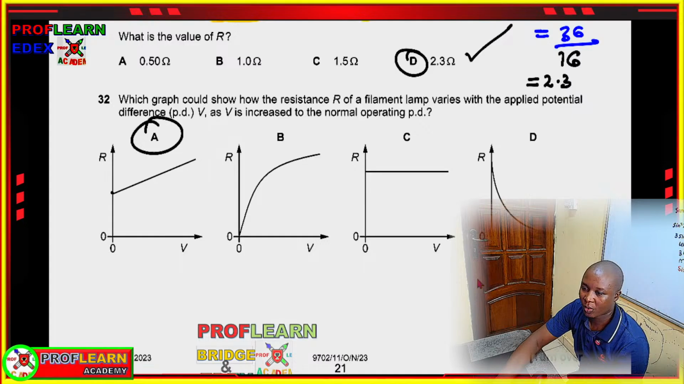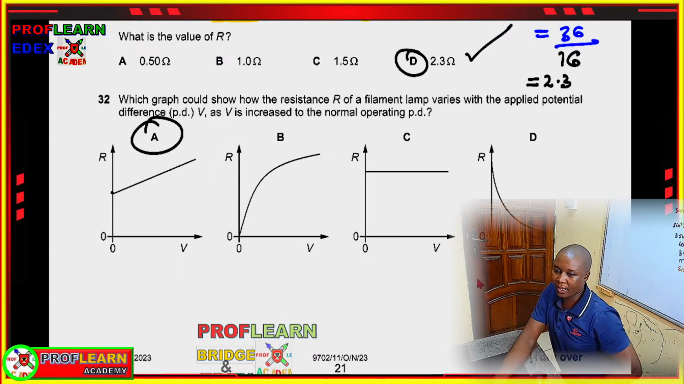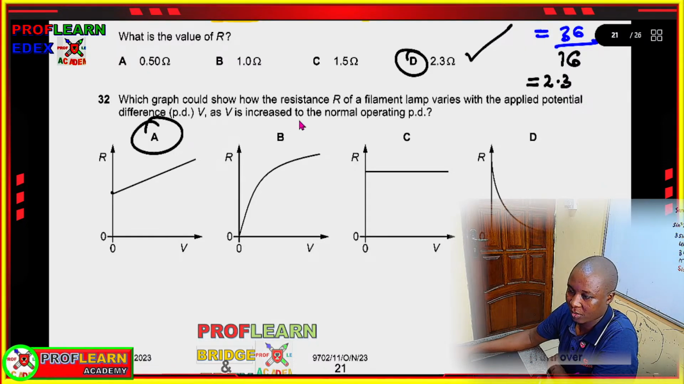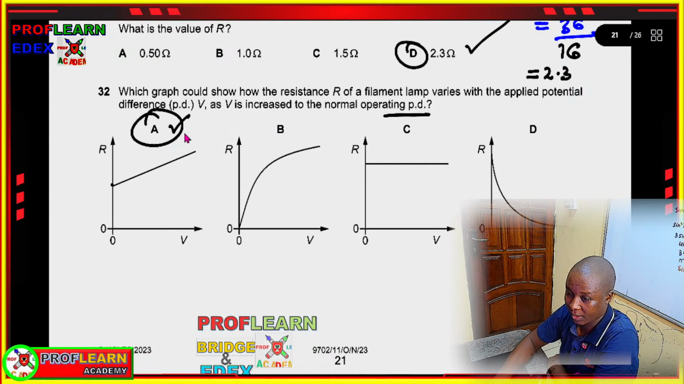Which graph could show how the resistance of a filament lamp varies with applied potential difference across the PD? Across the normal operating range, as V is decreased, resistance will be decreasing, and then we are going to take our answer as that.